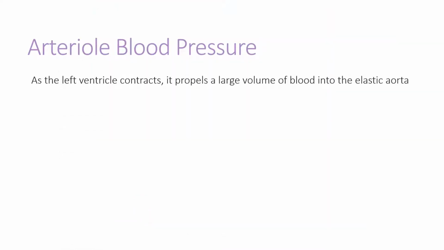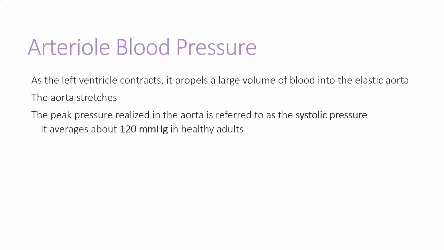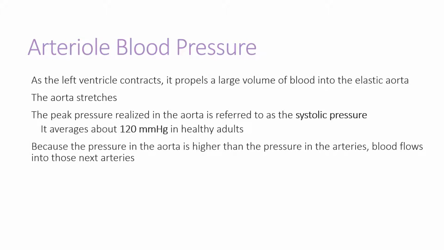As the left ventricle contracts, it propels a large volume of blood into the elastic aorta. The aorta stretches because of all the additional volume and pressure. The peak pressure realized in the aorta is referred to as the systolic pressure. It averages about 120 in healthy adults. Because the pressure in the aorta is higher than the pressure in the arteries that are next to it, blood flows from the aorta into those next arteries.